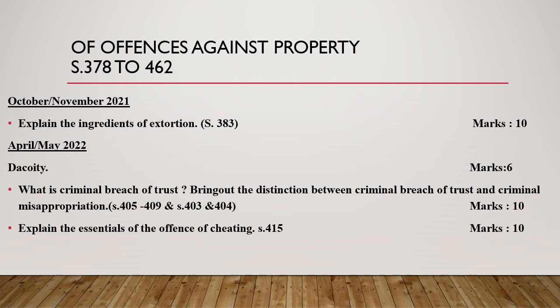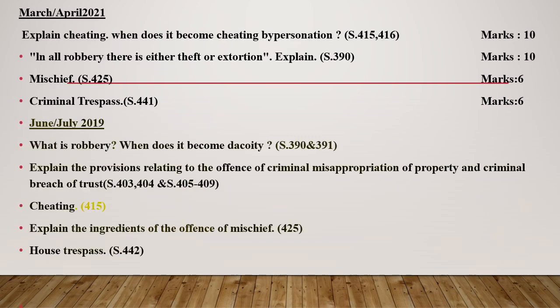Now we will see offences against property, section 378 to 462. Explain the ingredients of extortion, dacoity. What is criminal breach of trust? Bring out the distinction between criminal breach of trust and criminal misappropriation. Explain the essentials of the offence of cheating. Explain cheating. When does it become cheating by personation? In all robbery there is either theft or extortion.